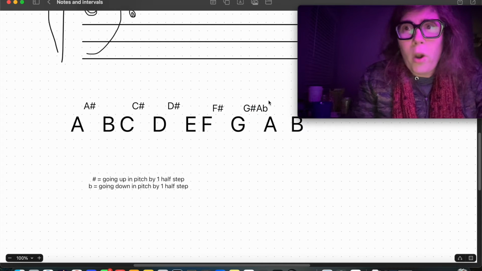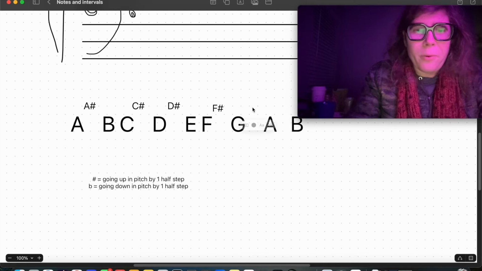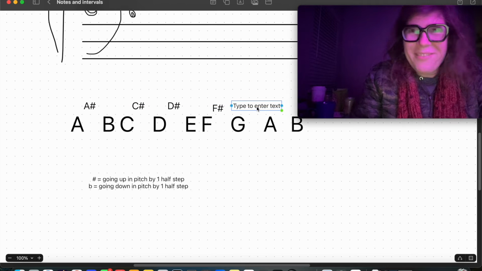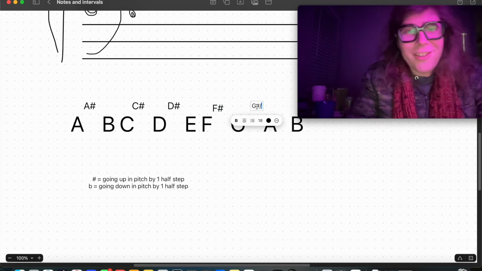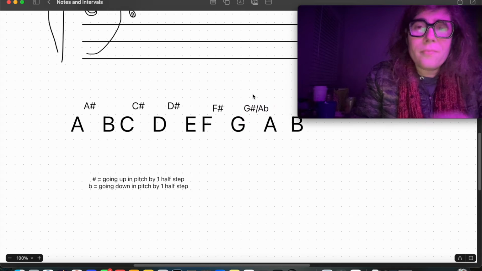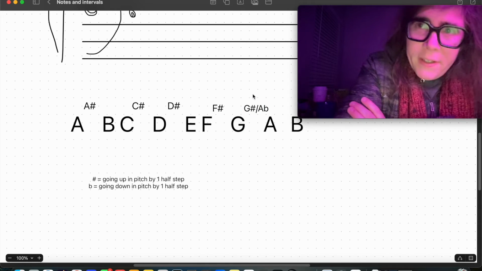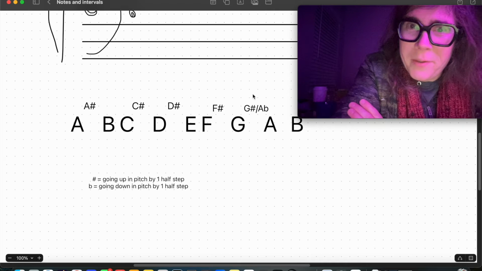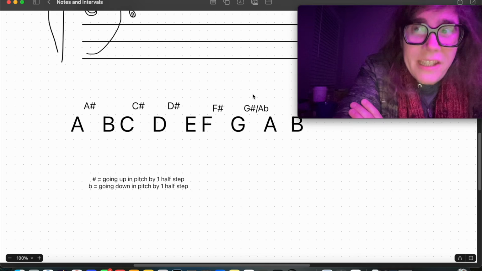I should have made these one thing. I'm going to do it. I'm going to make these one thing. We're going to combine them. G sharp / A flat. This worked out. We're going to do it like this. It actually worked out well that I combined them into one text thing because, well, it's the same black key.